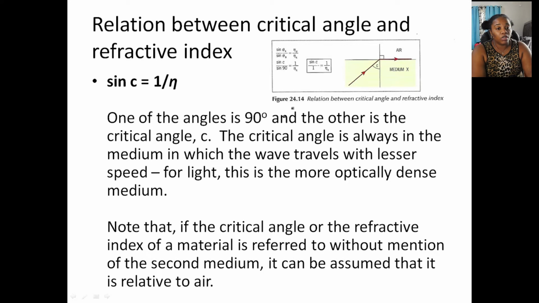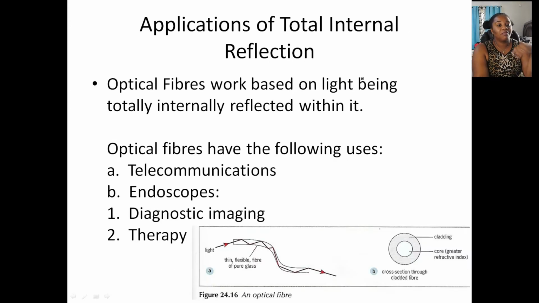So you could actually do an experiment where you play with light and determine the critical angle, and then from there you could determine the refractive index. Without doing the refraction of light multiple times, you could determine the critical angle inside of that block of glass, and then you could solve for the refractive index. That sounds cool, right? Now, optical fibers work based on light being totally internally reflected within it.